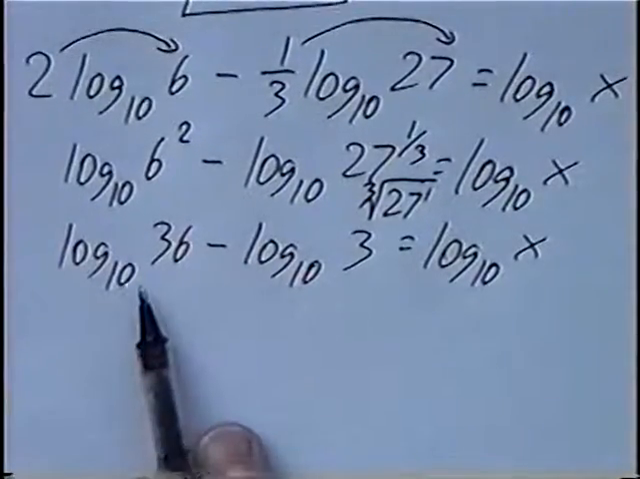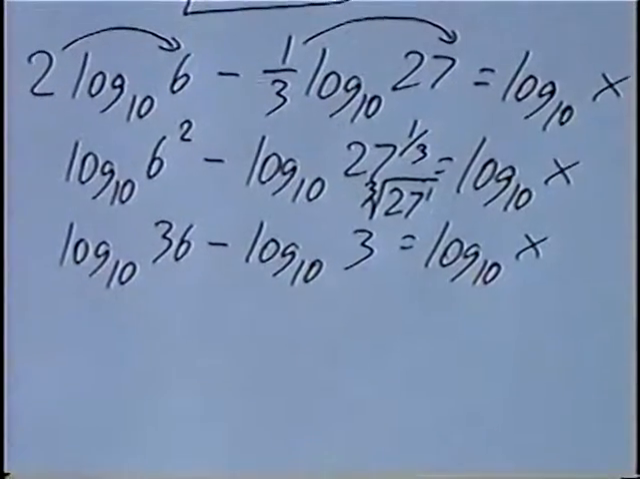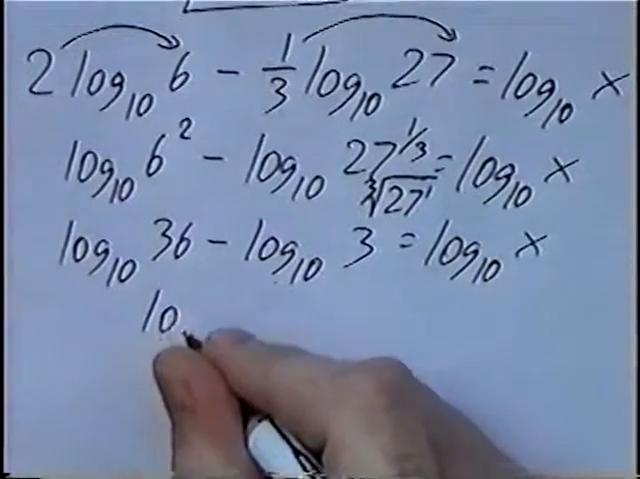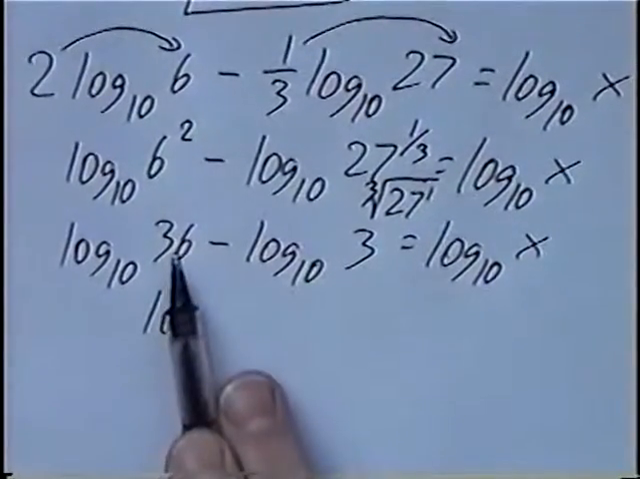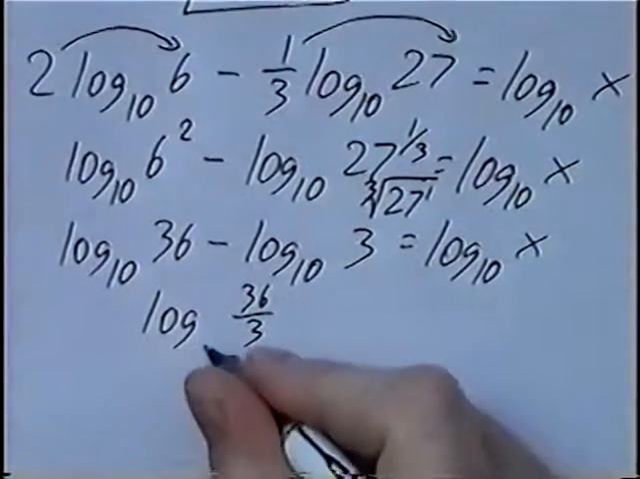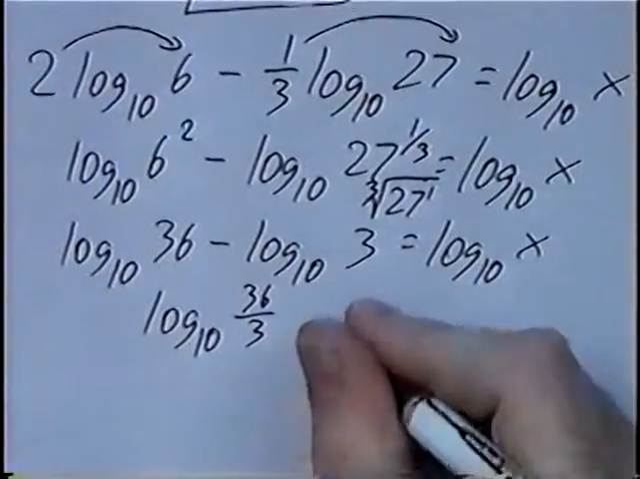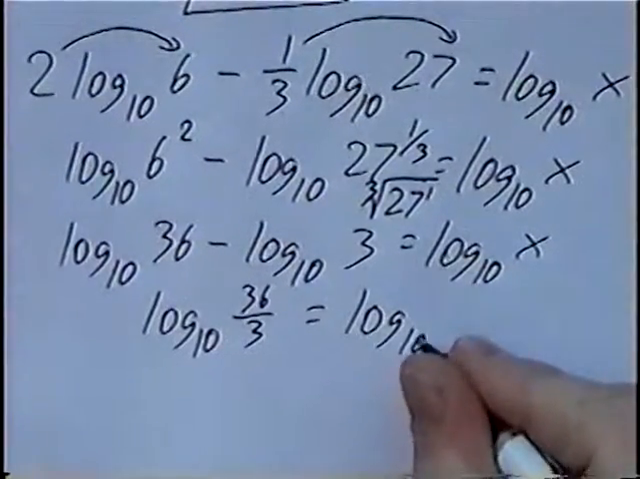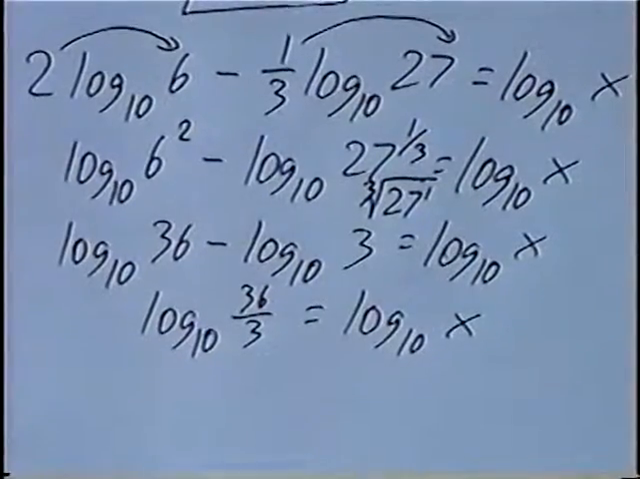Simplifying once more, now we have a single log with no numbers outside. The subtraction we can change into a single log. 36 divided by 3. And the base 10 would stay the same. Equals the same log, log x base 10.